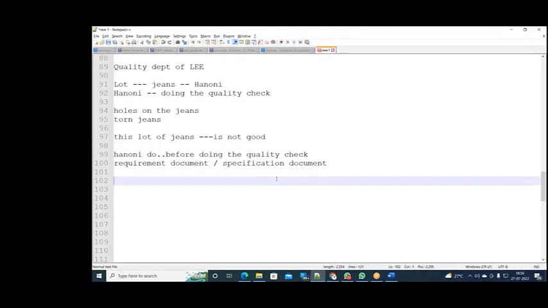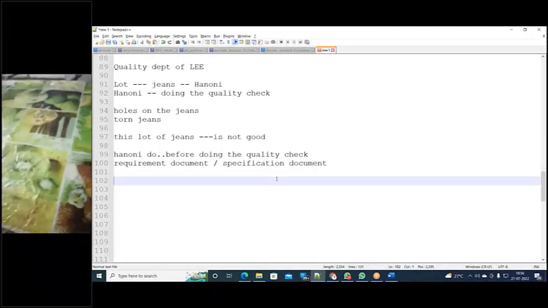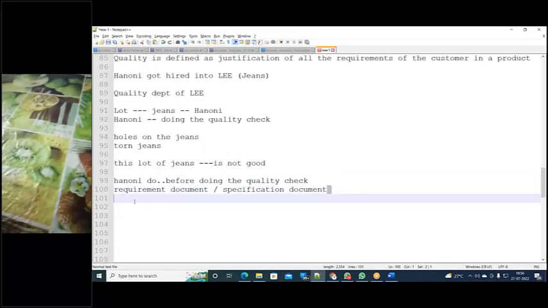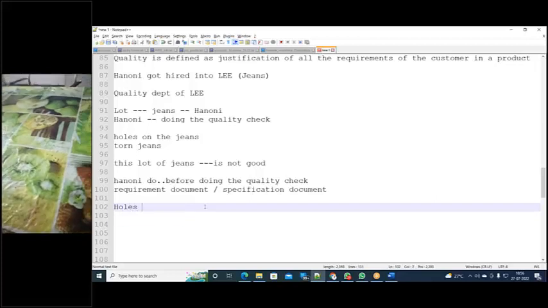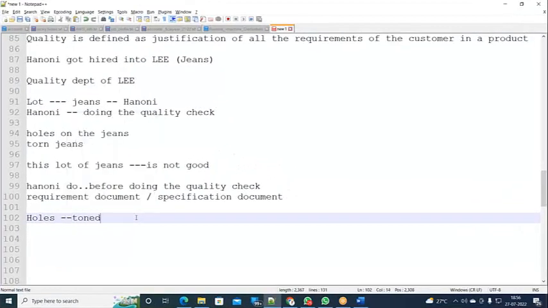Let me add a small change here. As per this definition requirement document, there should be holes, or it should be torn. T-O-R-N-E-D, right? Torn.